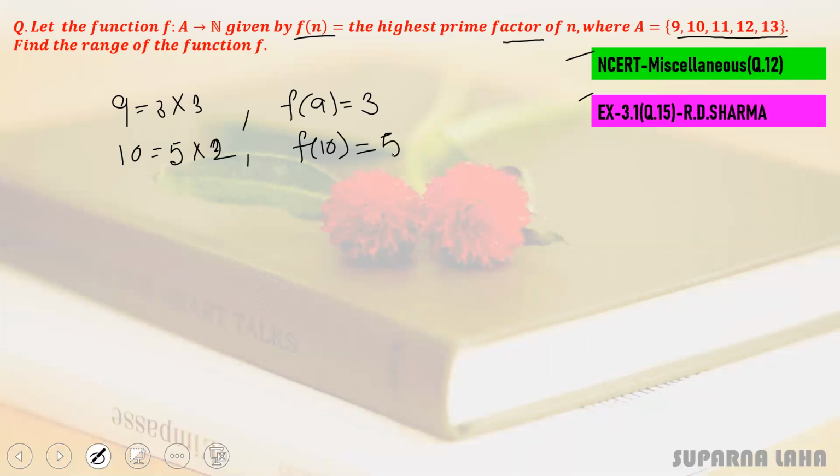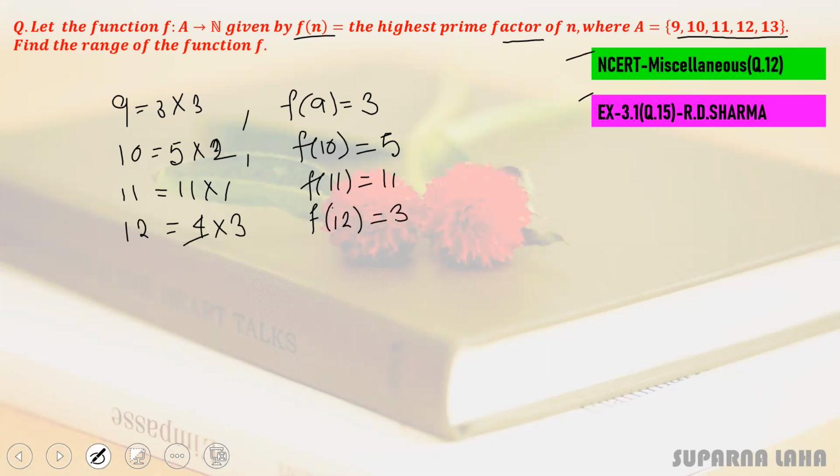Now break this 11, that is 11 into 1. So highest prime factor 11. 12: 4 into 3. 4 is not a prime number, so we can write this as 3. Then 13, that means 13 into 1. So f of 13 is 13 only.